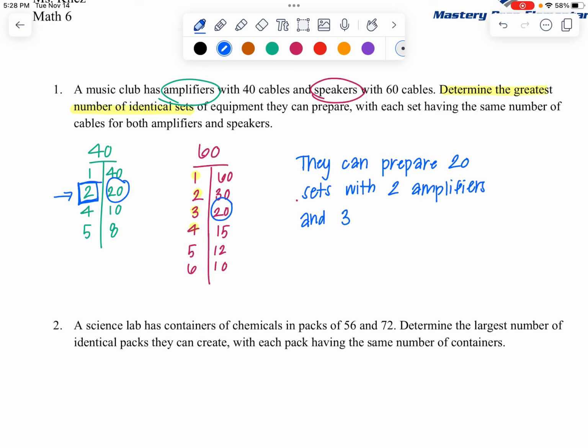And I will have 3 speakers. And I know it's 3 speakers because if I split up 60 into 20 groups, there's 3 per group. We always want to make sure our final answer includes both the number of kits, so the number of groups, and the amount inside of each group. So make sure you're thorough and answer each part of the question.